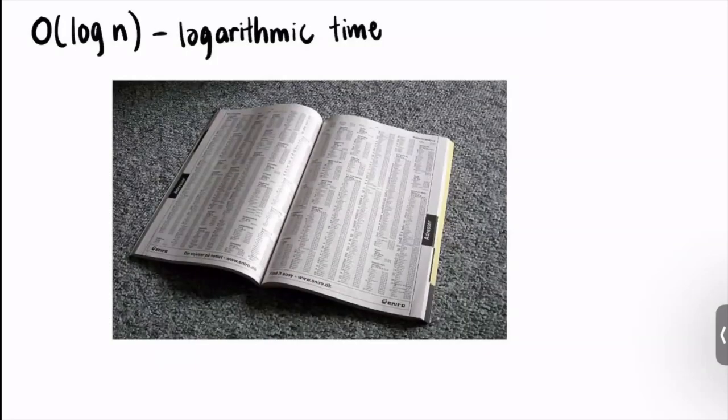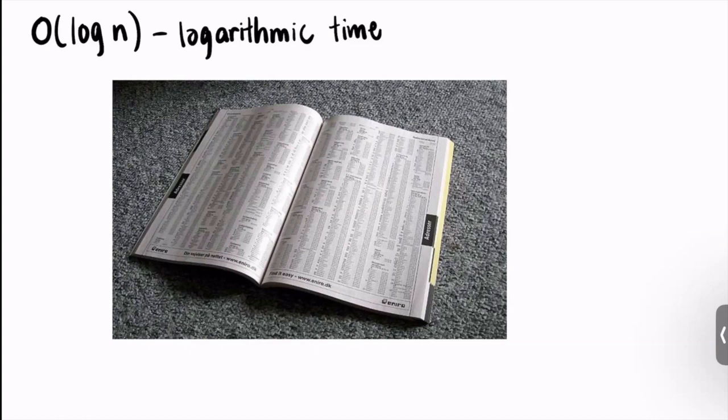So the next time complexity that we will be looking over is O(log n). An analogous example that I want to provide is that imagine that you have a phone book with names that are sorted alphabetically, and you're looking for a specific name, but you decide to do so in a more efficient manner.